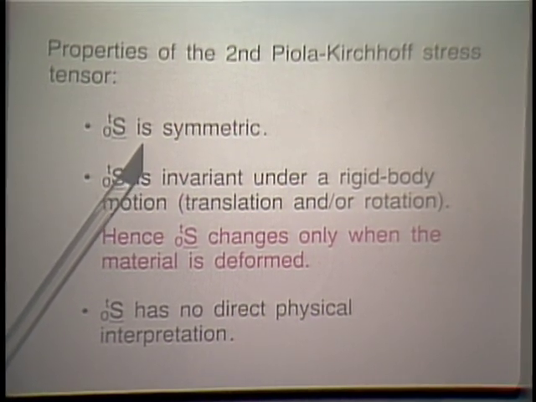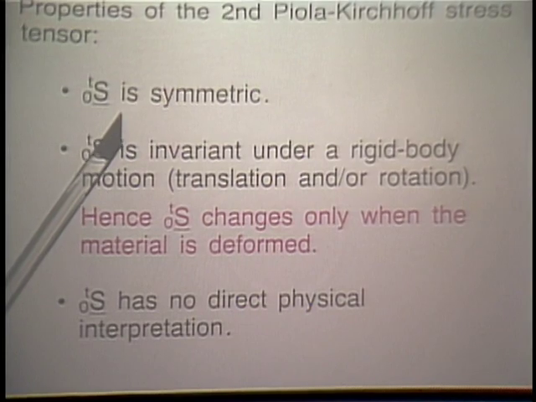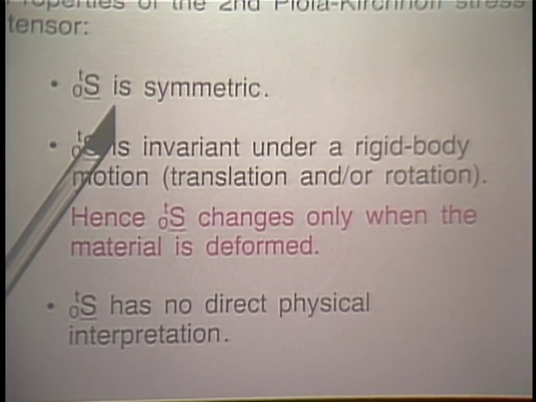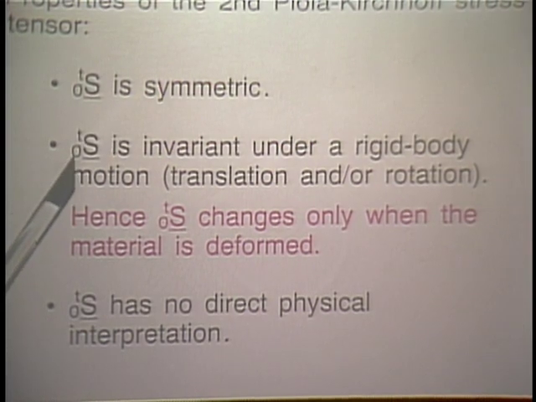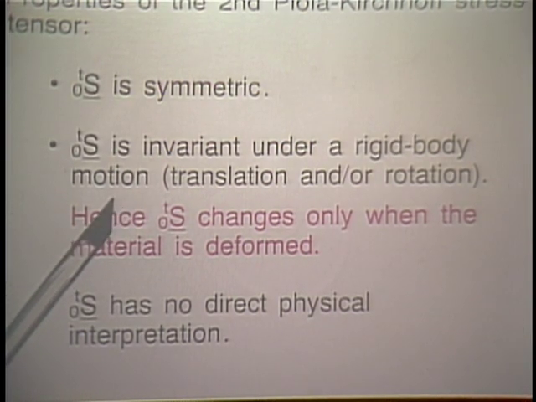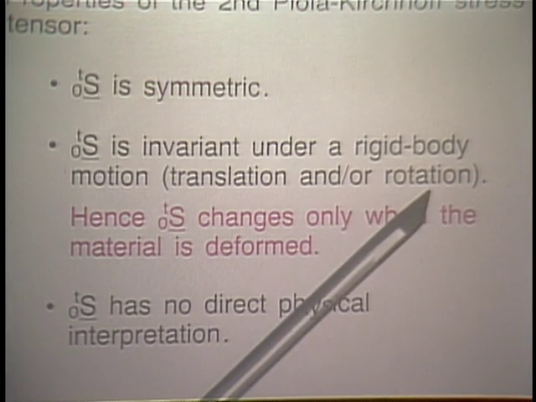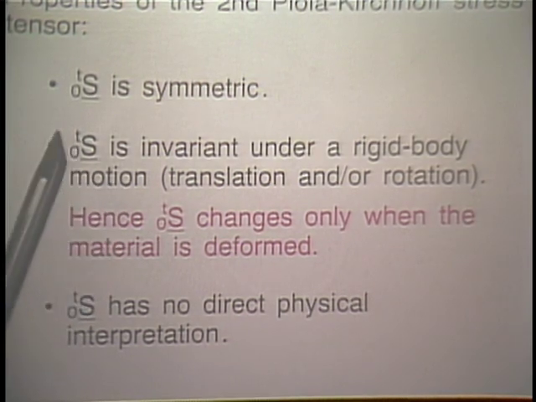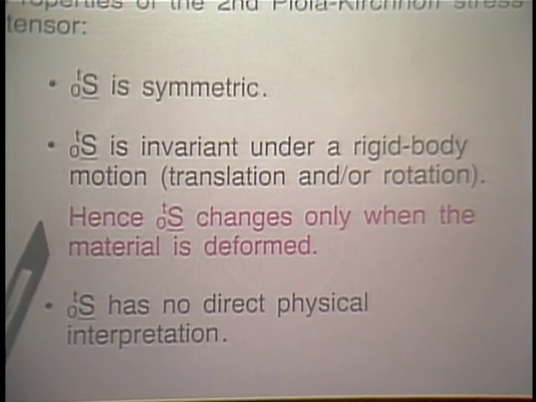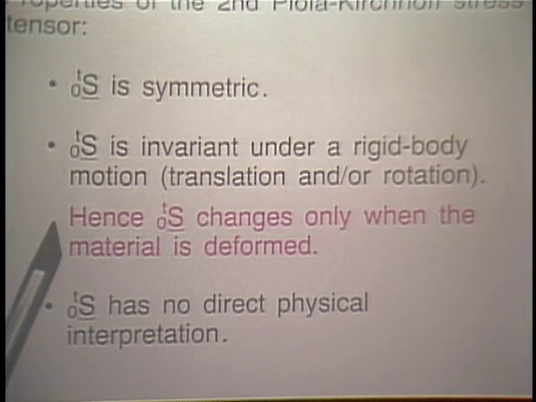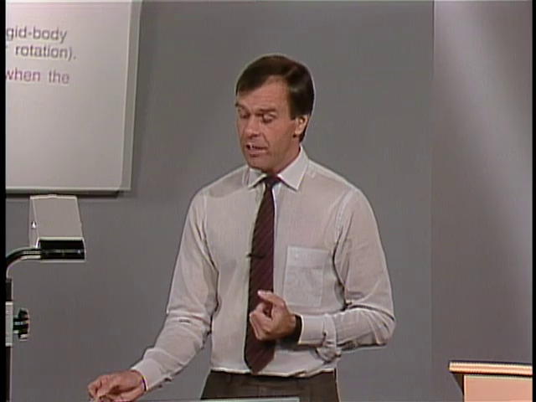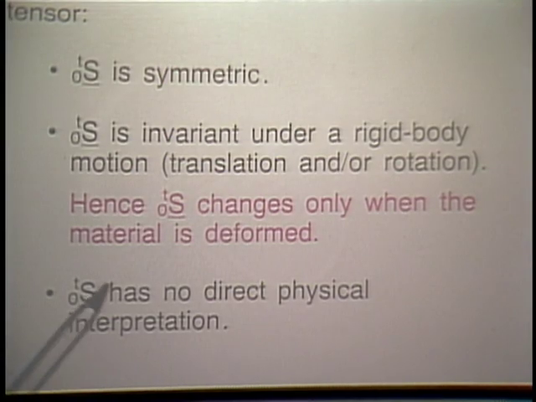Well, that can be seen directly by looking at the definition. You might want to prove it to yourself with a small example as well. T0s is invariant under rigid body motion, translation or rotation. Hence, T0s only changes when the material is actually deformed. This is a very important statement, and we want to look at an example just now. T0s has no direct physical interpretation.